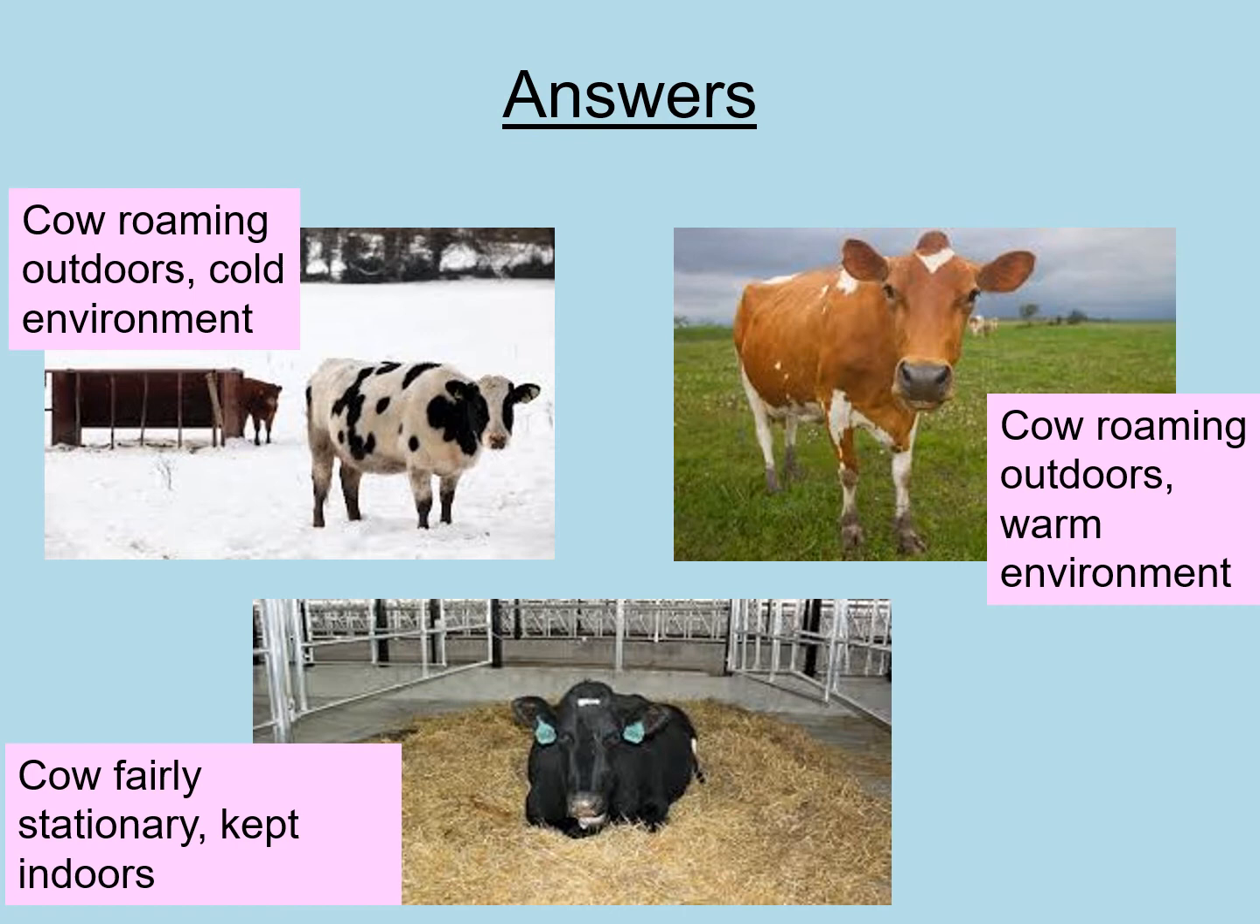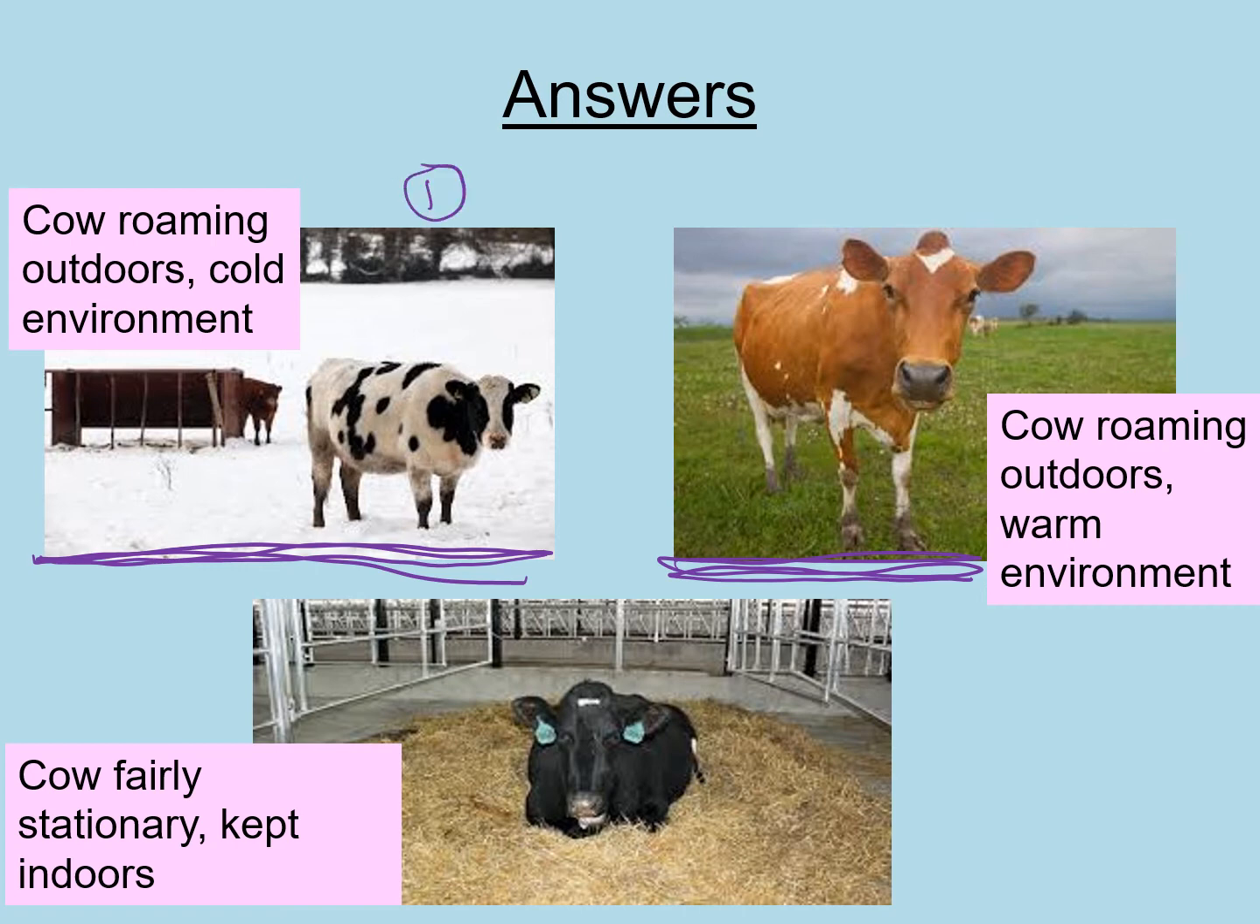As I'm sure you've correctly guessed, this cow will lose the most biomass. It's roaming outdoors, so it's moving around a lot, and it's a cold environment, so it's having to maintain its body temperature and use more energy in order to do that. This cow is in a warm environment, so it's still using energy roaming around, but it's warm, so it doesn't have to use as much energy in respiration to keep its body temperature the same.